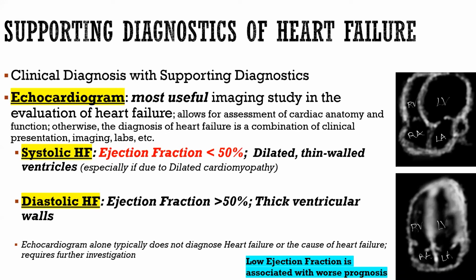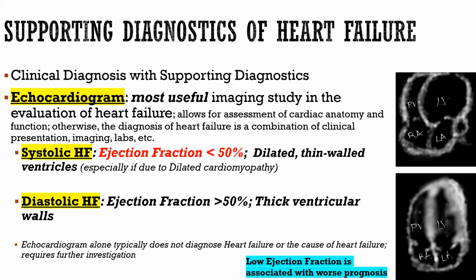Now, for a normal heart, we usually see an ejection fraction of about 55 to 65%, meaning that of all the blood that is within that left ventricle during diastole, we only push out about 55 to 65% of it during systole, and this is normal.